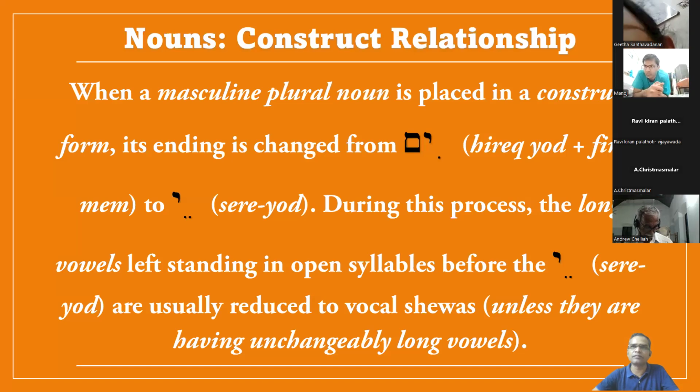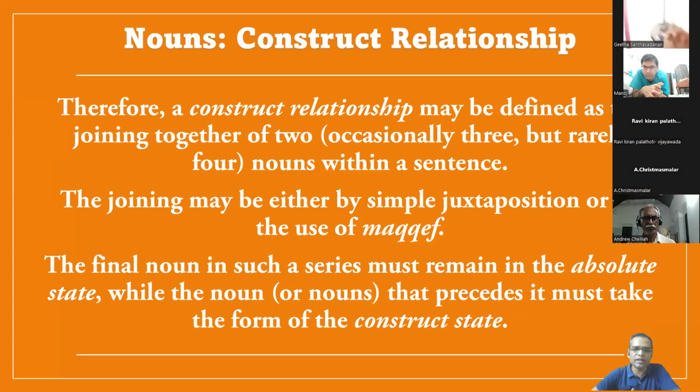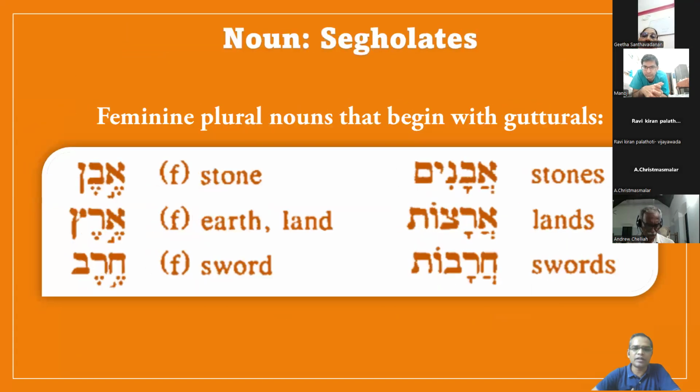That means the dual nouns. For example, the dual nouns will have a singular form. That means parts of the body appearing in pairs, when they are in singular, belong to this category of segolates. And when they become plural nouns, they exhibit the characteristic features which we have already learned.